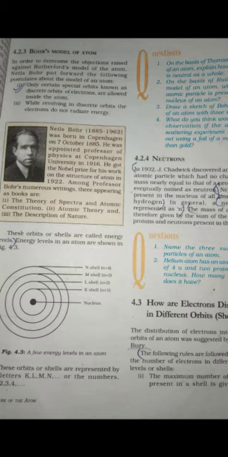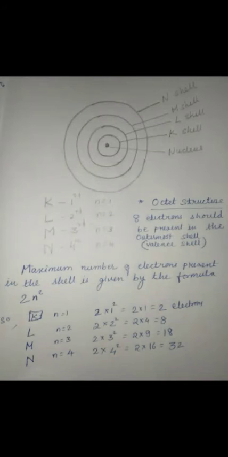So mass is present in the nucleus, which means protons and neutrons are present. Both protons and neutrons are present in the nucleus and electrons are present in the shells. You can see here I have shown you the diagram or the structure of an atom: nucleus, K, L, M and N shells. K shell is your first, L shell is your second, M shell is your third and N is your fourth shell.